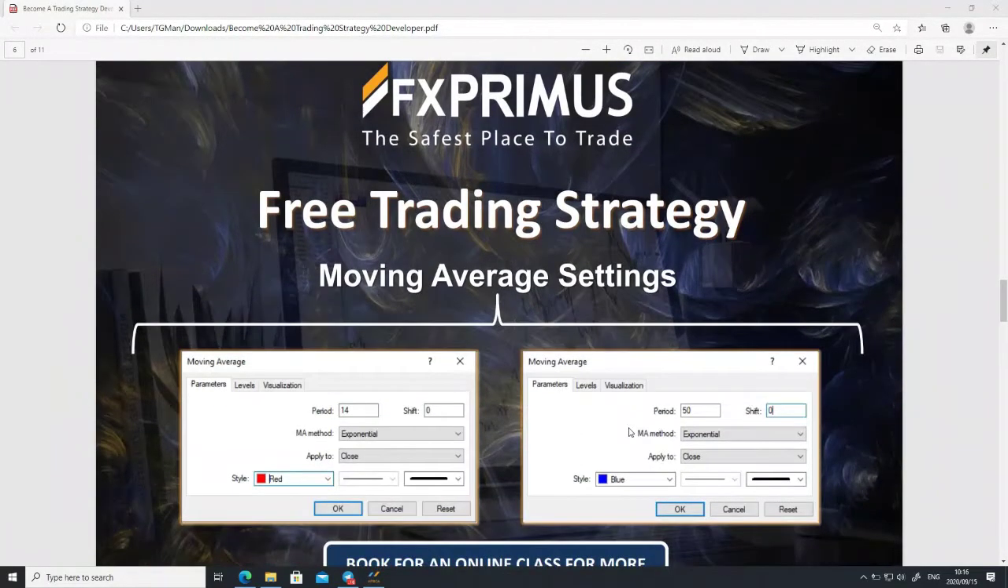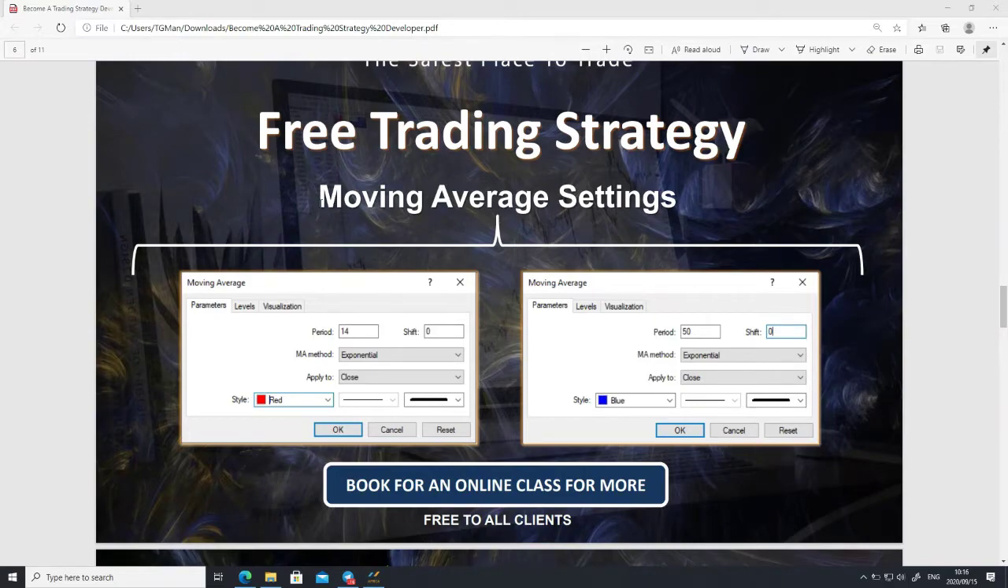So now let's look at the free trading strategy I have for you. This is a moving average crossover system. It's made out of two MAs. The first one is the 14 period and the second one is 50. The 14 is red and the 50 is blue.